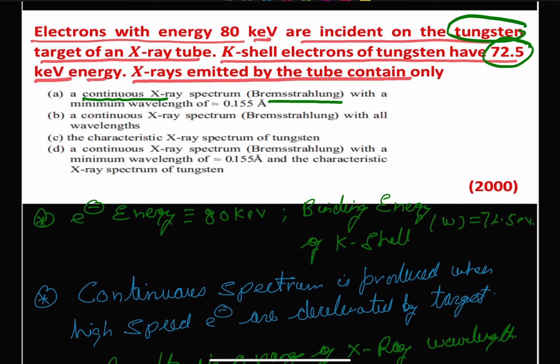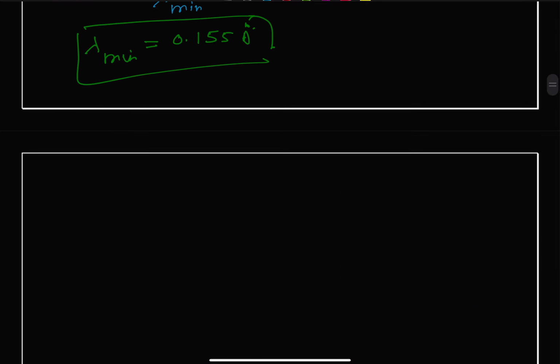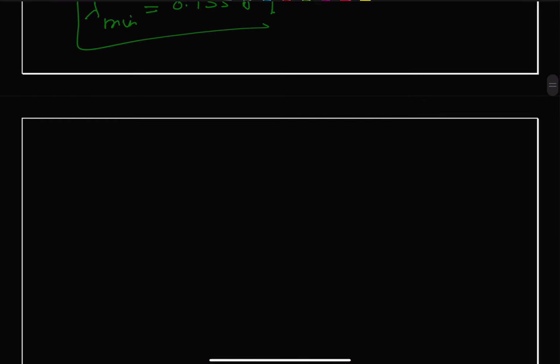Okay, so there are two options, option A and option B, which mention that there is a minimum wavelength of 0.155 angstrom, but the only difference is the characteristics of the X-ray spectrum in tungsten. So we are going to verify that, and basically analyze the characteristics of X-rays.